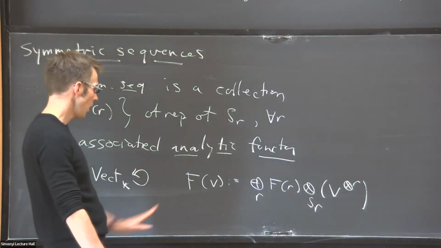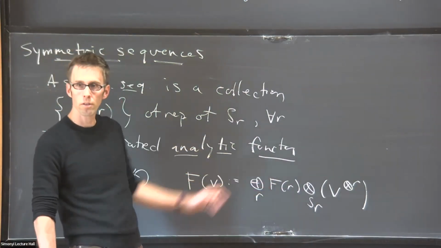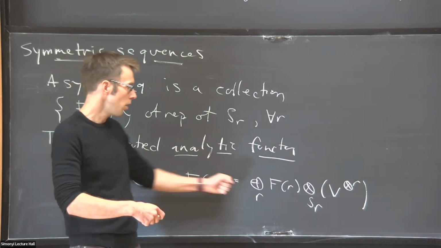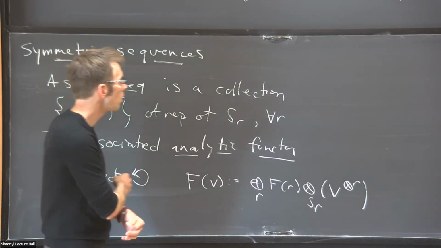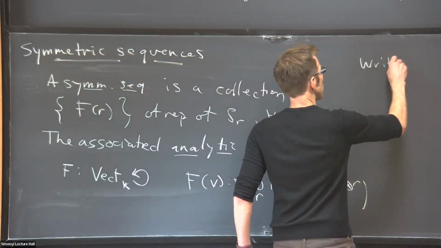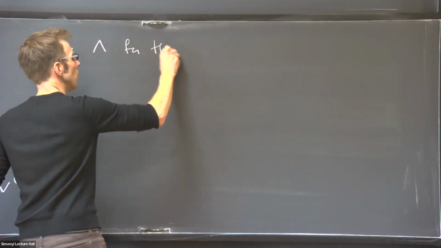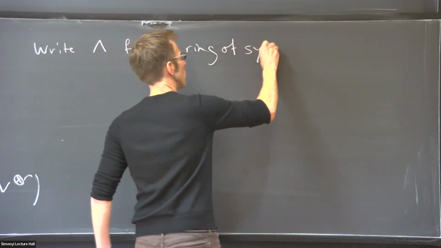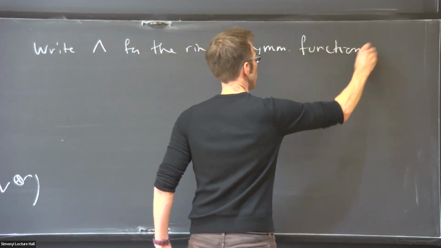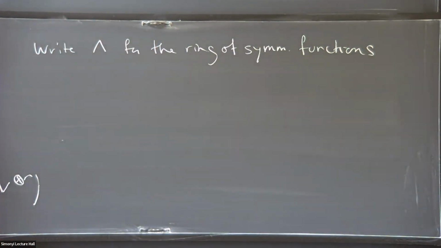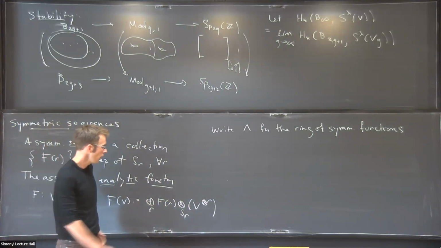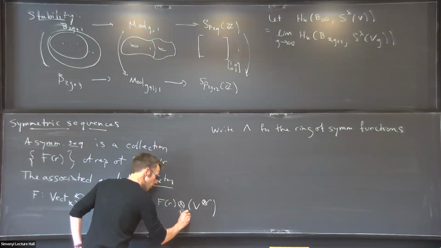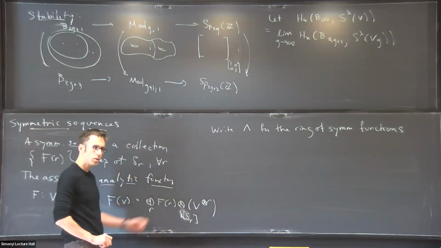Notice that I can recover the F_R's from the functor. By choosing more and more complicated V, I can extract the representation from it. Let's write lambda for the ring of symmetric functions, which I will confuse with the sum of all of the representation rings of all of the symmetric groups. So what is the tensor over S_R? Take the coinvariants on both sides. So that's the coinvariants in that tensor product? Yeah, if you want a purely algebraic definition, it's the tensor product of these two bimodules.